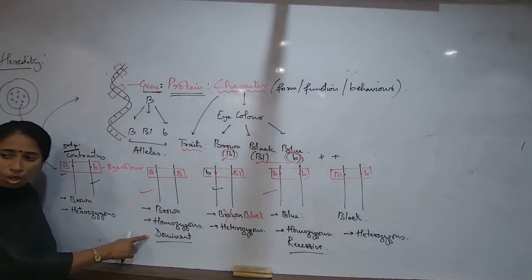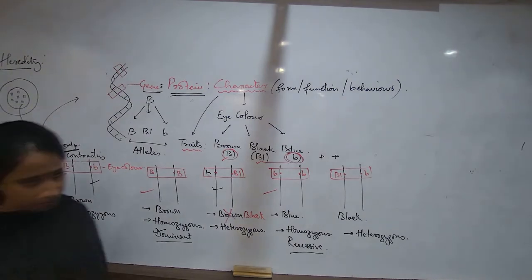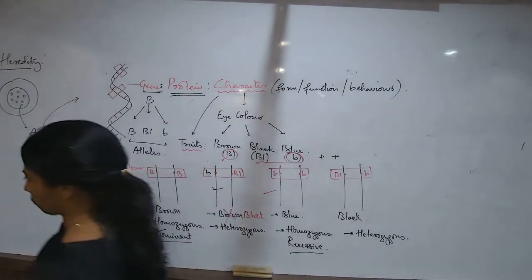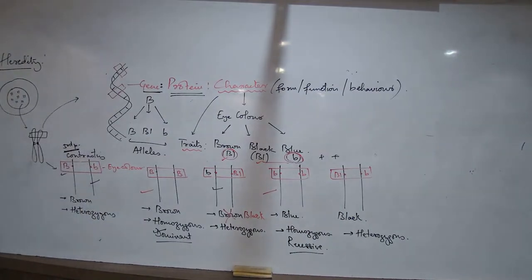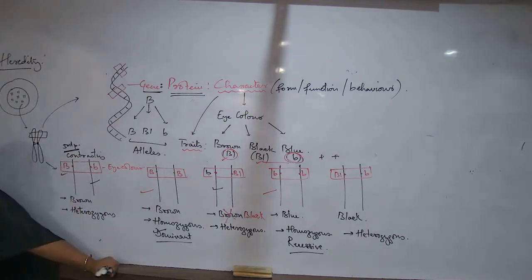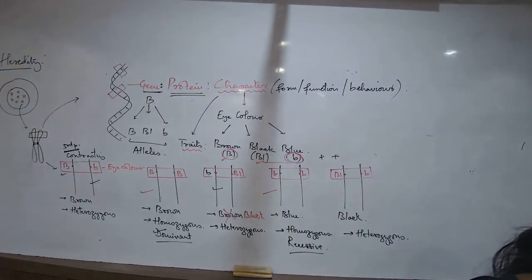A dominant allele. What is a dominant allele? I want all of you to write this down. A dominant allele always expresses in the presence of a contrasting allele. That's the definition. Expresses in the presence of a contrasting allele means just the opposite type of allele. A dominant allele always expresses in the presence of a contrasting allele.